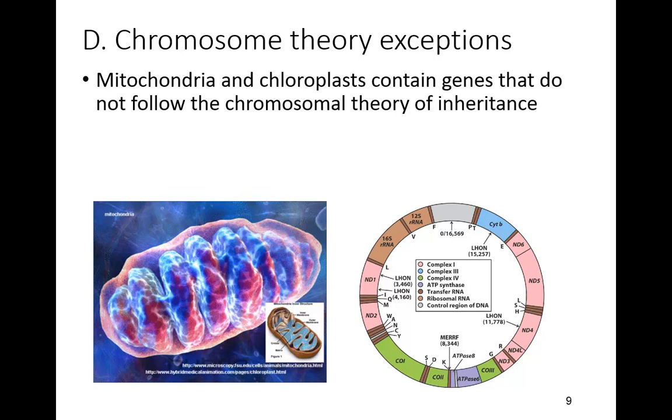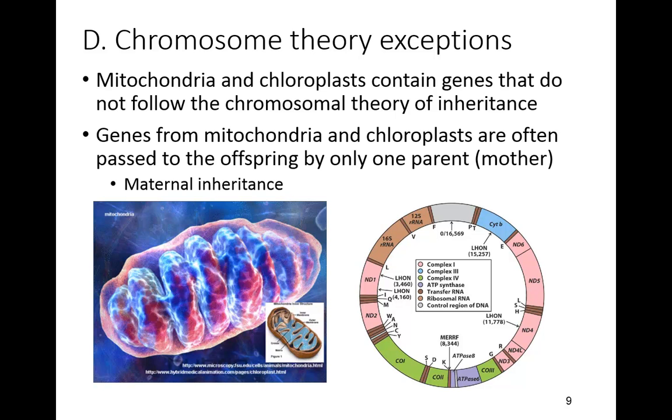There are a few exceptions to the idea that all our characteristics are determined by the chromosomes in the nucleus, one of them being that mitochondria and chloroplasts have their own DNA. So they don't follow the same rules that the chromosomes in our nucleus do. Genes from the mitochondria and chloroplasts are passed from generation to generation through the females, which is called maternal inheritance.